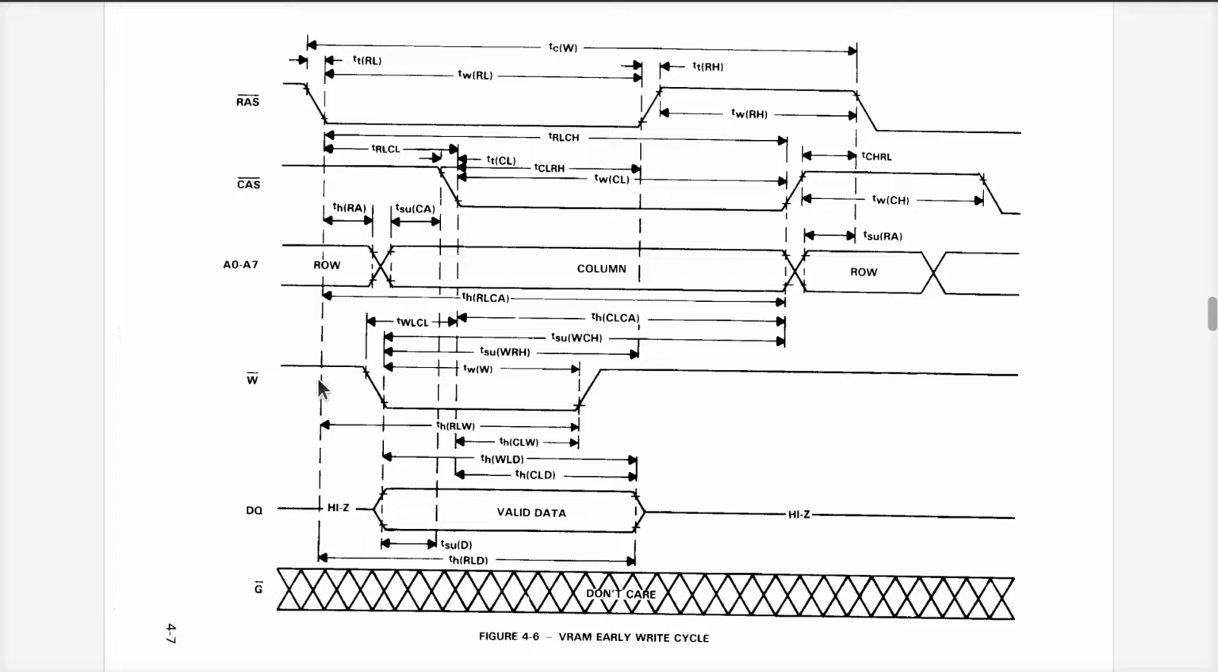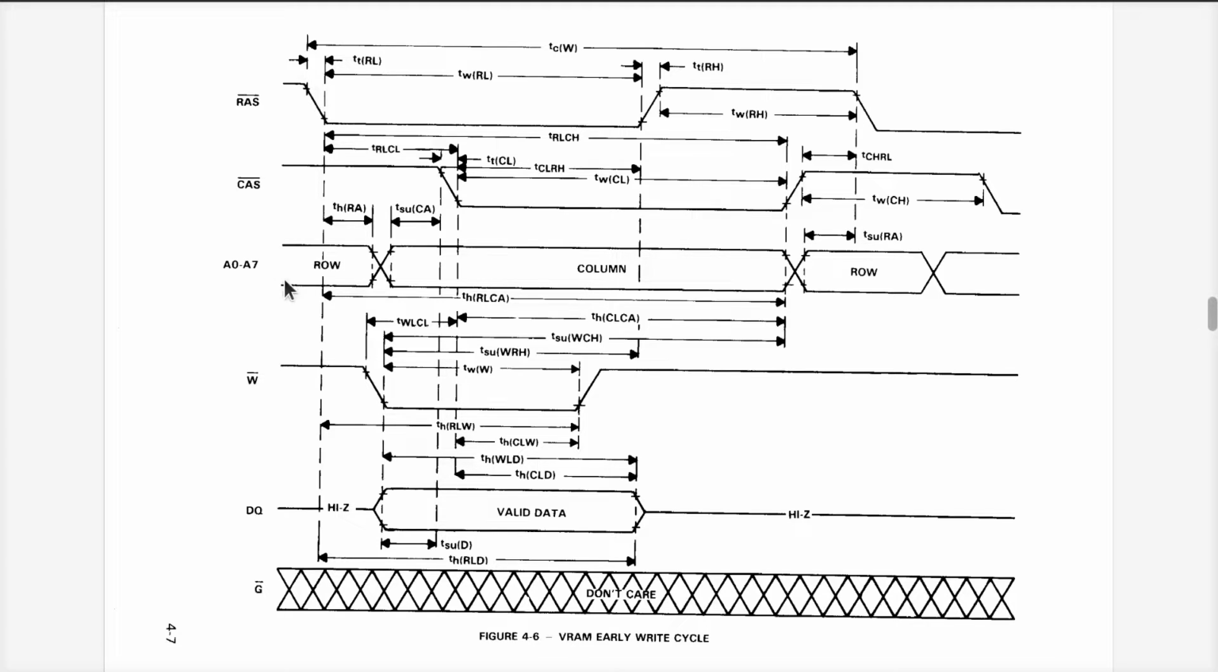What that boils down to is that the VDP asserts the write signal here before CAS goes low here. And this all has to do with, how do all those bits get sent into the DRAM when you've only got an 8-bit bus? They're multiplexed.